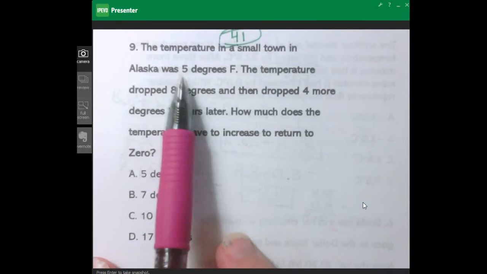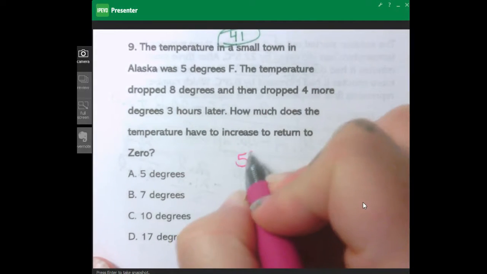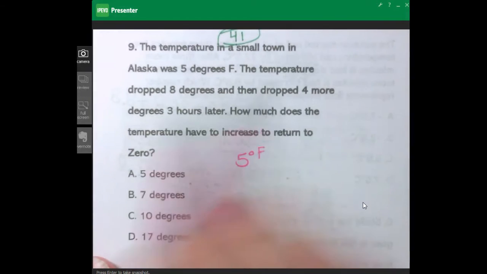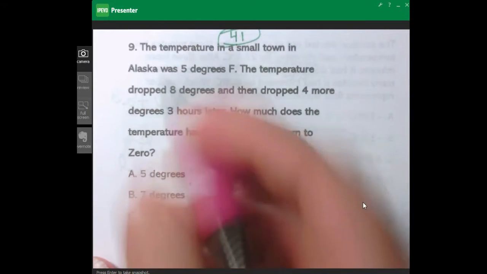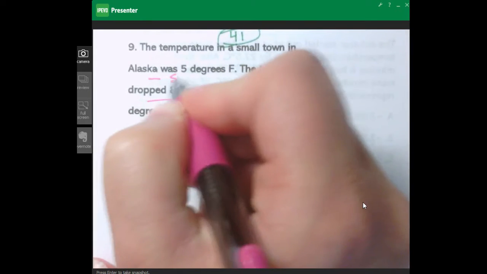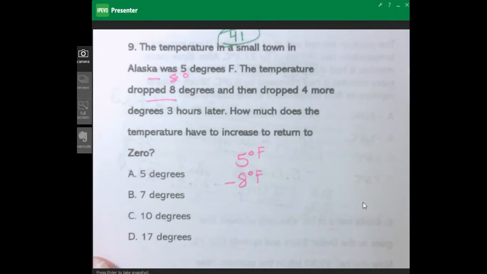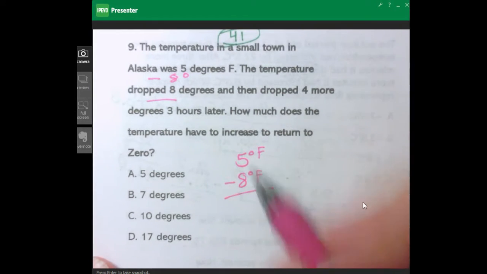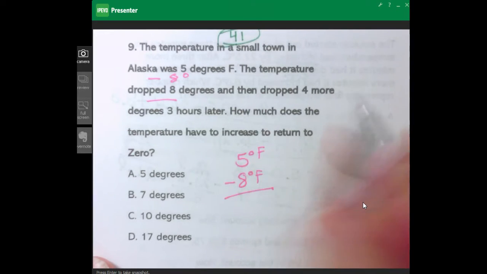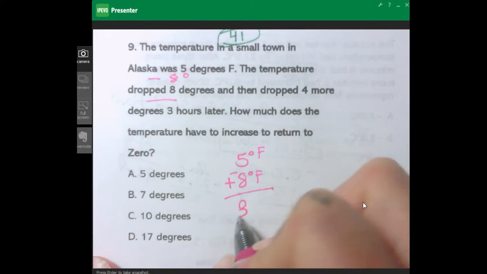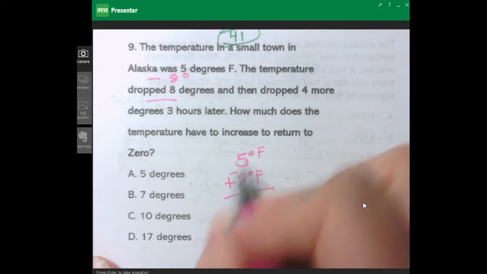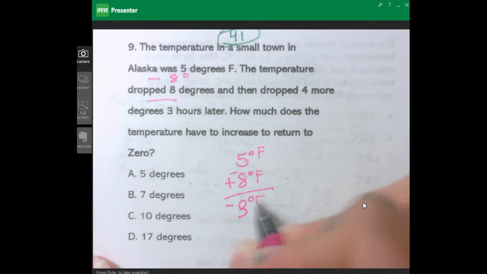We're at 5 degrees Fahrenheit. The temperature dropped 8 degrees. Dropped means we're going to subtract 8 degrees Fahrenheit. And if I go ahead and do that, I can't really take 8 from 5. So we're going to change that to show that we're adding the opposite. So now I'm adding a positive and a negative. I'm going to subtract, keep the sign of the higher number. So we have 3. 8 is bigger than 5, so we have -3 degrees Fahrenheit.